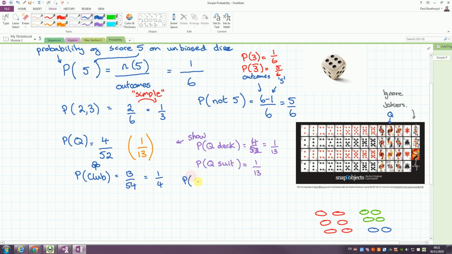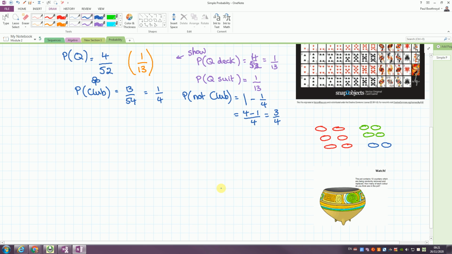And the probability of not having a club is everything else to add this up to 1. So it's 1 minus 1 over 4, which becomes 4 minus 1 over 4, which is 3/4. Everything else gives me that probability.